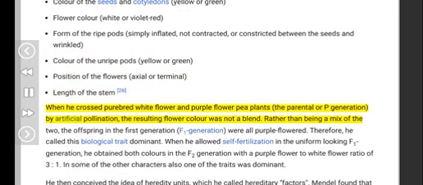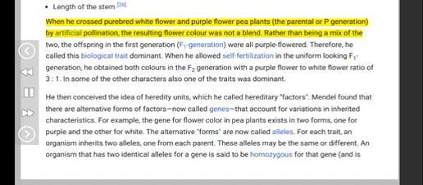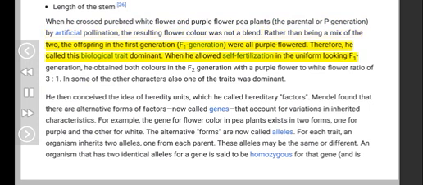When he crossed purebred white flower and purple flower pea plants, the parental or P generation, by artificial pollination, the resulting flower color was not a blend. Rather than being a mix of the two, the offspring in the first generation, F1 generation, were all purple flowered. Therefore, he called this biological trait dominant. Through self-fertilization in the uniform-looking F1 generation, he obtained both colors in the F2 generation, with a purple flower to white flower ratio of 3:1. In some of the other characters also one of the traits was dominant.